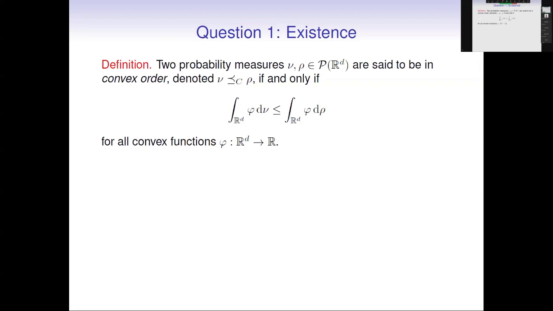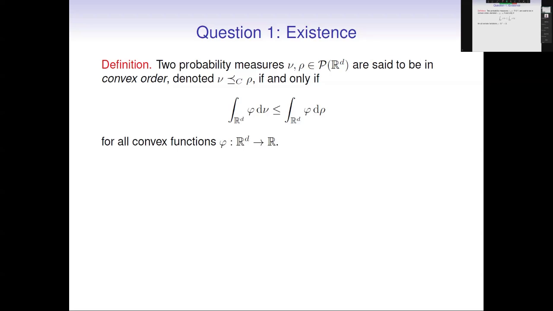So we just need one more definition. This is something people in probability might be quite familiar with, but it was new for me. It's the notion of convex order. Take 2 probability measures, nu and rho, in R^d with finite second moments. We say nu is in convex order with rho, or nu is dominated by rho, if and only if the integral of nu against phi is less than or equal to the integral of rho against phi for all convex functions phi. So this is just the convex test functions, and this is the definition of convex order.